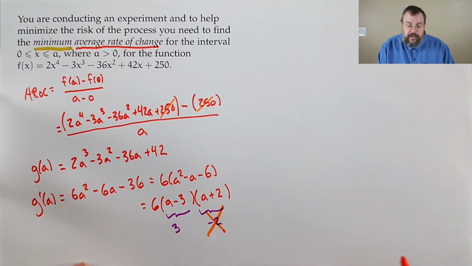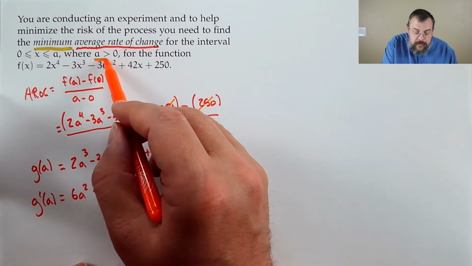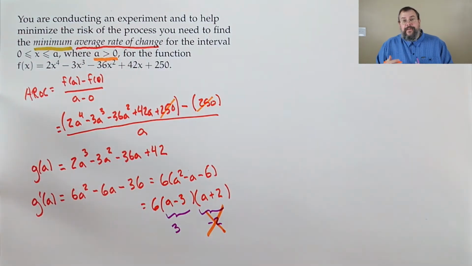You might say, well, what's wrong with negative 2? We're looking for something which is positive. Negative 2 is not. So that's not going to be the place where we have a minimum. Okay, which means we have a candidate. And so, what are we looking for?